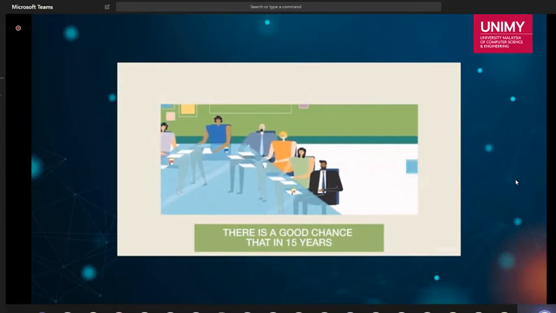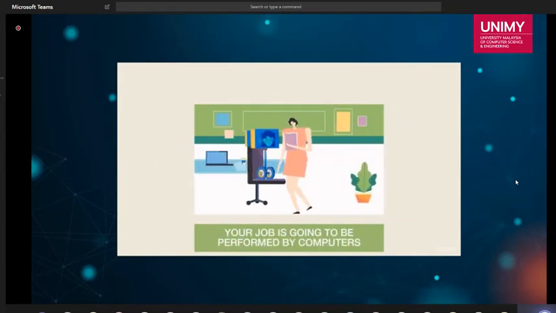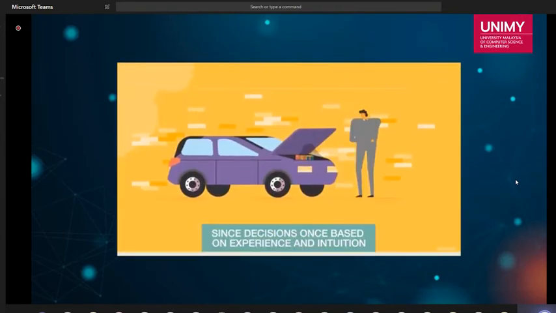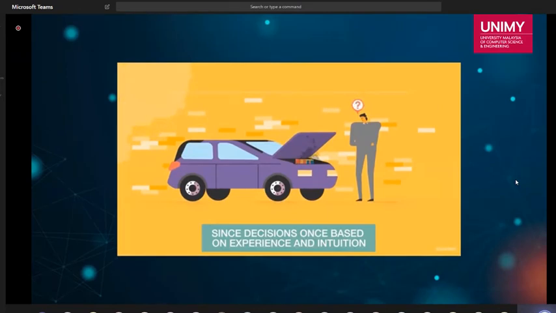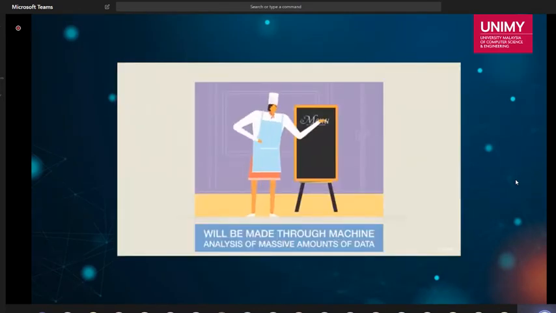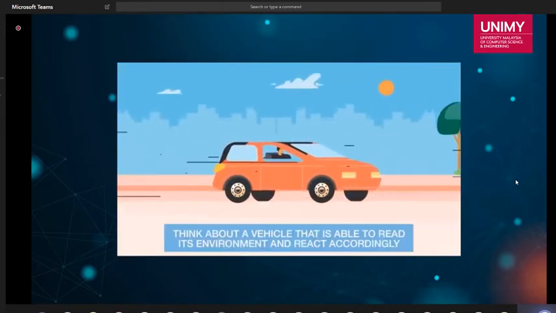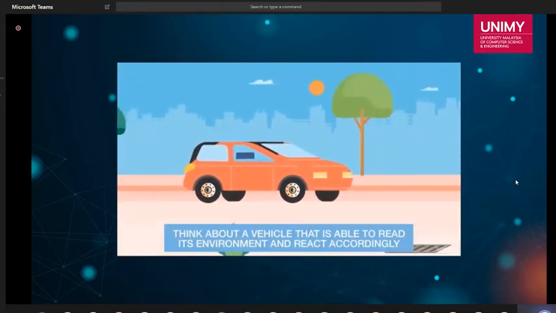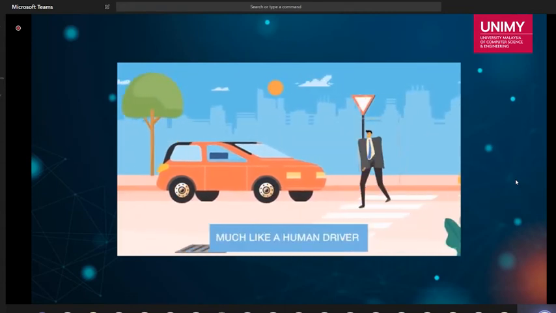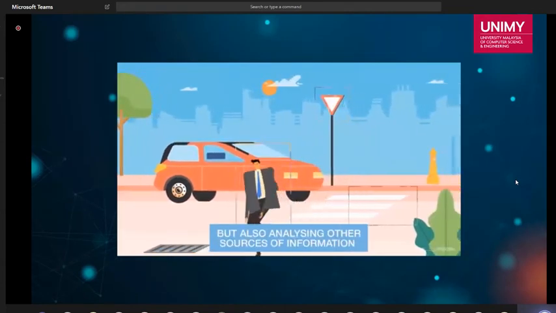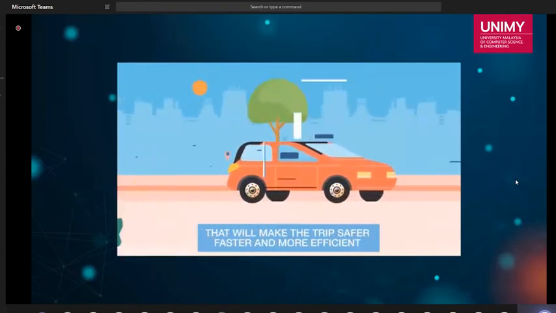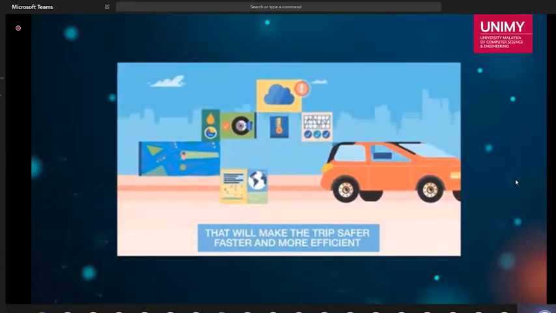There is a good chance that in 15 years, your job is going to be performed by computers, since decisions once based on experience and intuition will be made through machine analysis of massive amounts of data. Think about a vehicle that is able to read its environment and react accordingly, much like a human driver, but also analyzing other sources of information that will make the trip safer, faster, and more efficient.